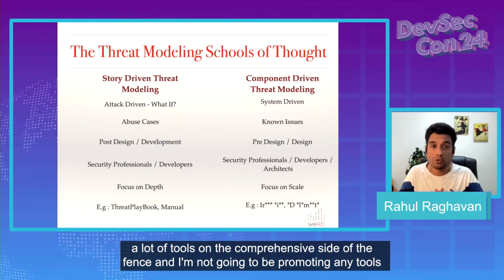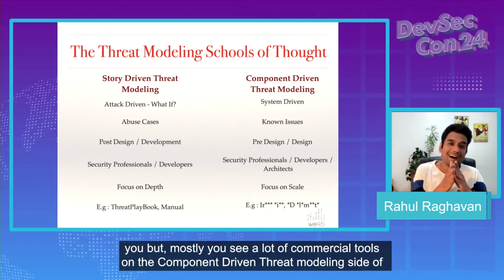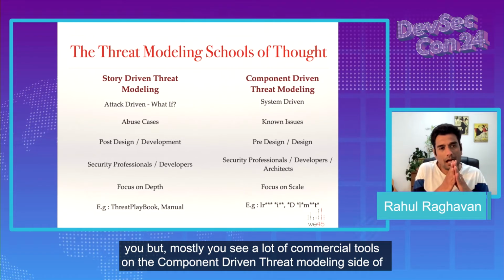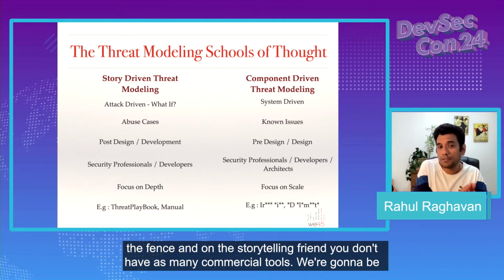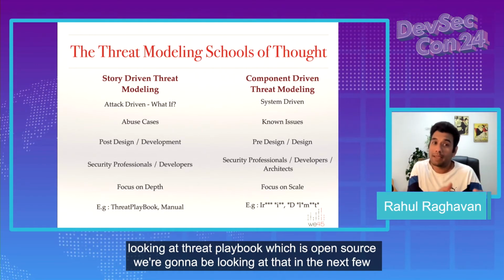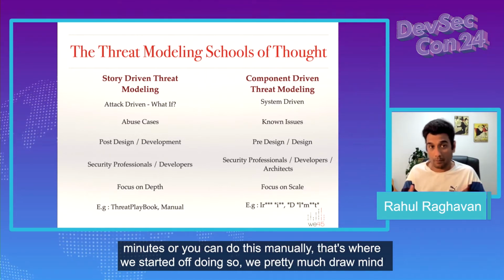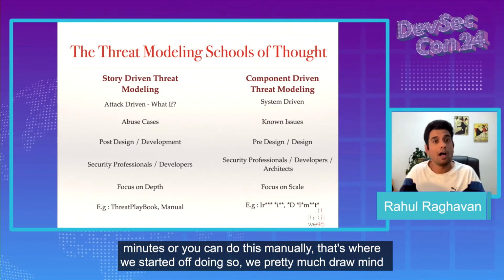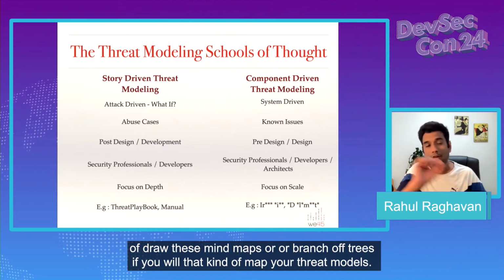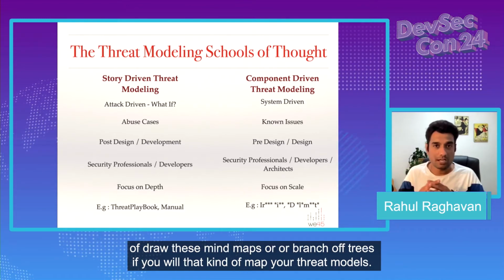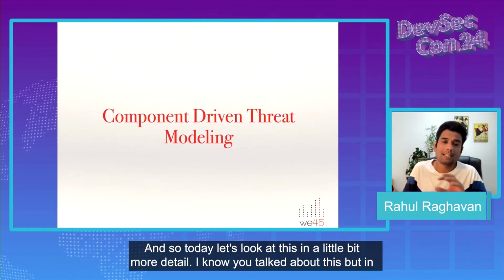And I'm not going to be promoting any tools here. If you want to figure out what those tools are, that's a bit of a paper exercise for you. But mostly you see a lot of commercial tools on the component-driven threat modeling side of the fence. On the story-driven front, you don't have as many commercial tools. We're going to be looking at Threat Playbook, which is open source, in the next few minutes. Or you do this manually. That's where we started off doing. We draw mind maps of sorts as soon as you know what your application does, and you draw these mind maps or branching trees, if you will, that map your threat models. And so today, let's look at this in a little more detail.